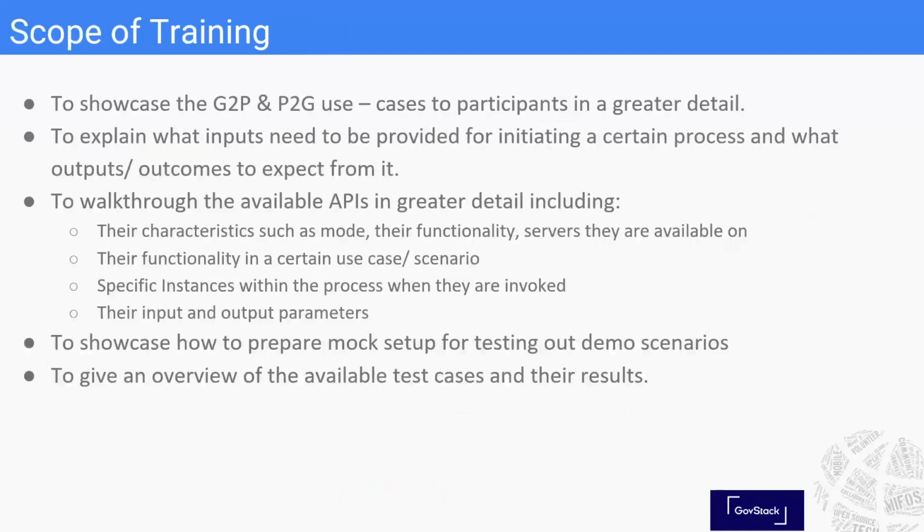The scope of the training, just to give you an overview, is to showcase the G2P and the P2G use cases that the participants have. We would discuss them in a little bit more detail to explain what inputs need to be provided for initiating a certain process, and when that process has occurred or is occurring, what to expect as the outputs. We could also have a walkthrough in greater detail of the APIs that we have, and we could discuss the inputs and outputs and when those APIs would be used and why they would be used.